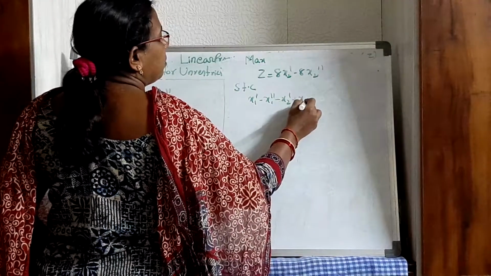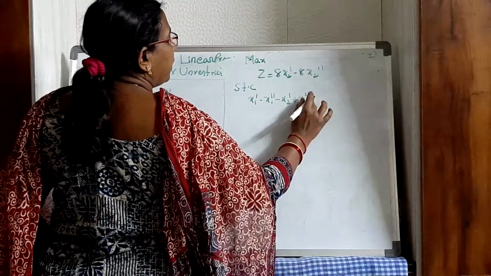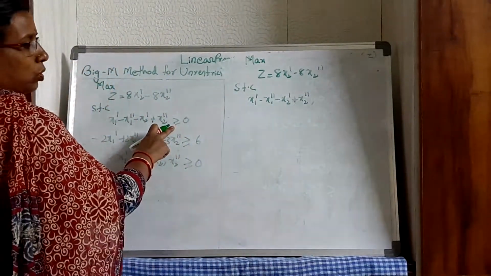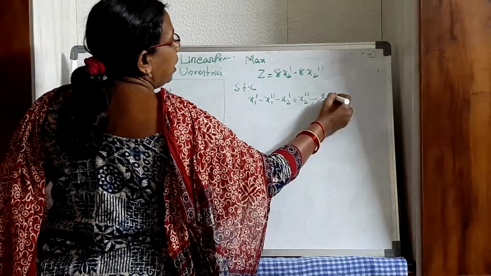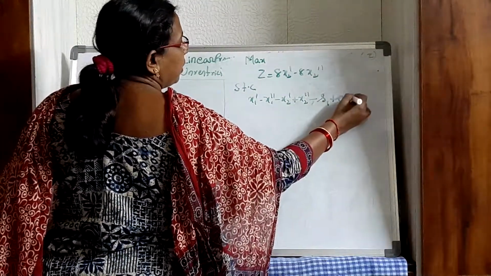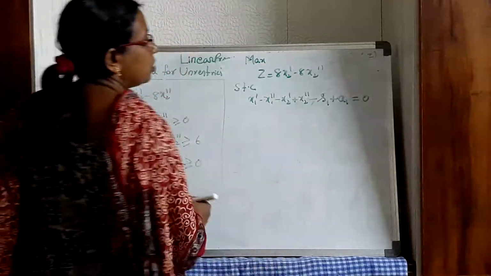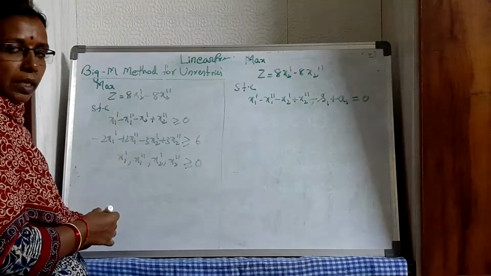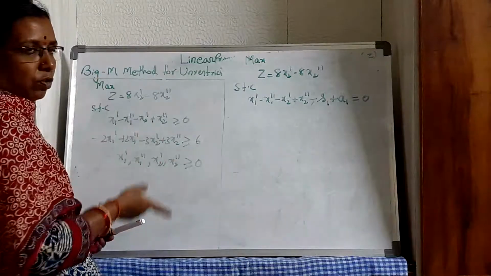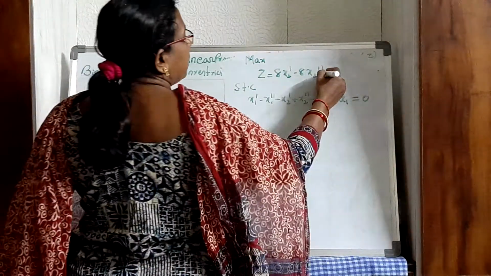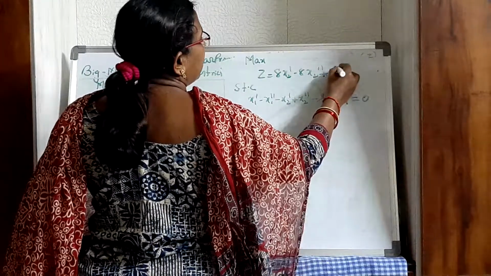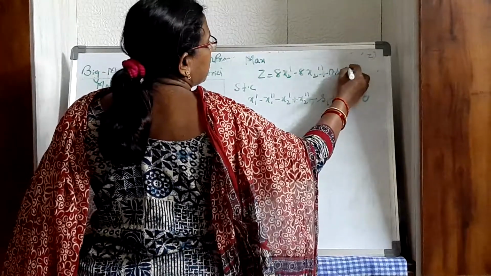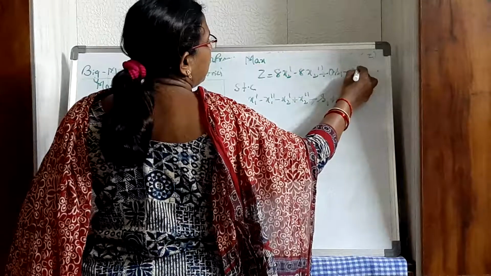Plus x2''. Because this is a greater than or equal to constraint, I will subtract a surplus variable and add an artificial variable, and it will be equal to 0. So when I am subtracting a surplus variable, I need to add an artificial variable. Correspondingly in the objective function, corresponding to this surplus variable, it will be 0 into S1, and corresponding to this artificial variable, it will be minus M into A1.